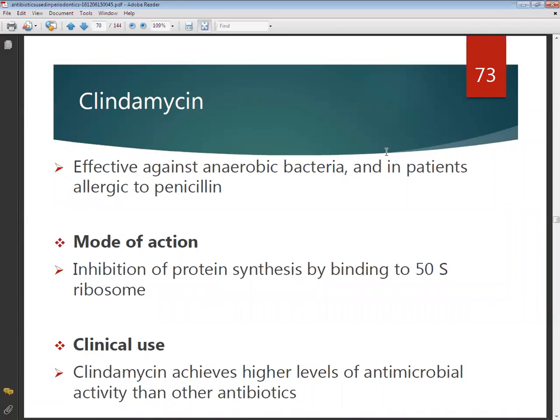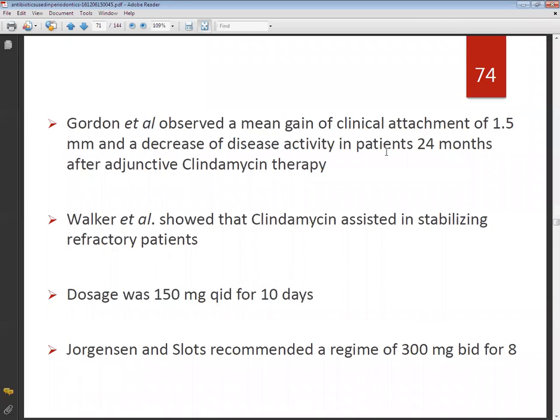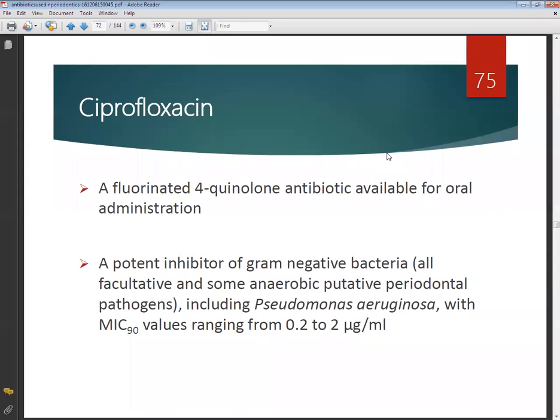Next drug is clindamycin. Clindamycin is effective against anaerobic bacteria in patients who are allergic to penicillin. The mode of action of clindamycin is that it inhibits protein synthesis by binding to 50S ribosomes. Clindamycin achieves higher levels of antimicrobial activity than any other drugs. The dose of clindamycin is 150 milligrams QID for 10 days.